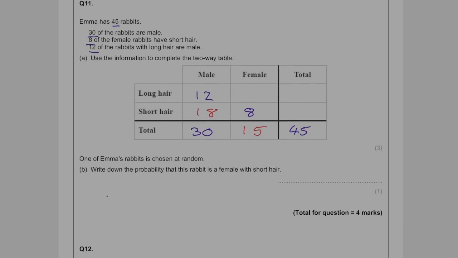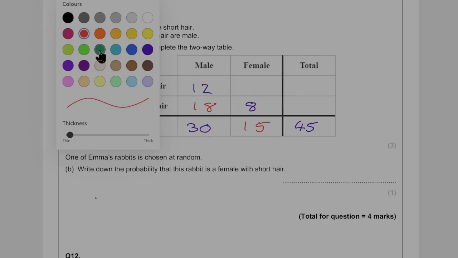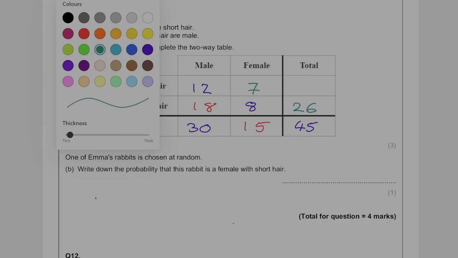And that's just based on the information from the question. My third stage is assuming that these other values are right, we work out the other totals. So in that, I can say that if I've got 18 and 8, that should add up to 26. Then if I've got 15 here and 8 here, that should mean that we've got 7 here. And that's only using one piece of information from the question.